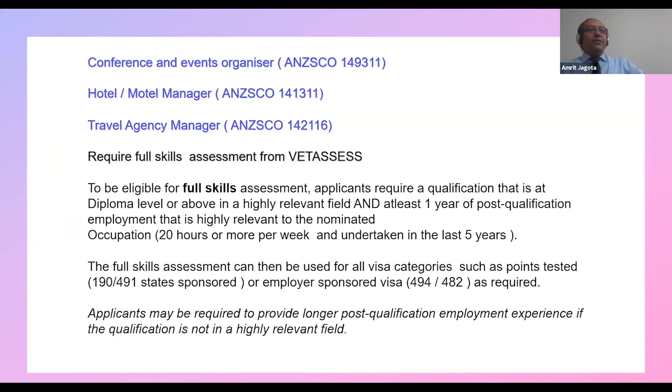With a full skills assessment, it can then be used for visa categories like 190, 491, or even employer-sponsored 494 and 482 categories. If they do not have the highly relevant experience, then they might need longer post-qualification experience or even another highly relevant field of study as well. There are options, and that is all in brief.